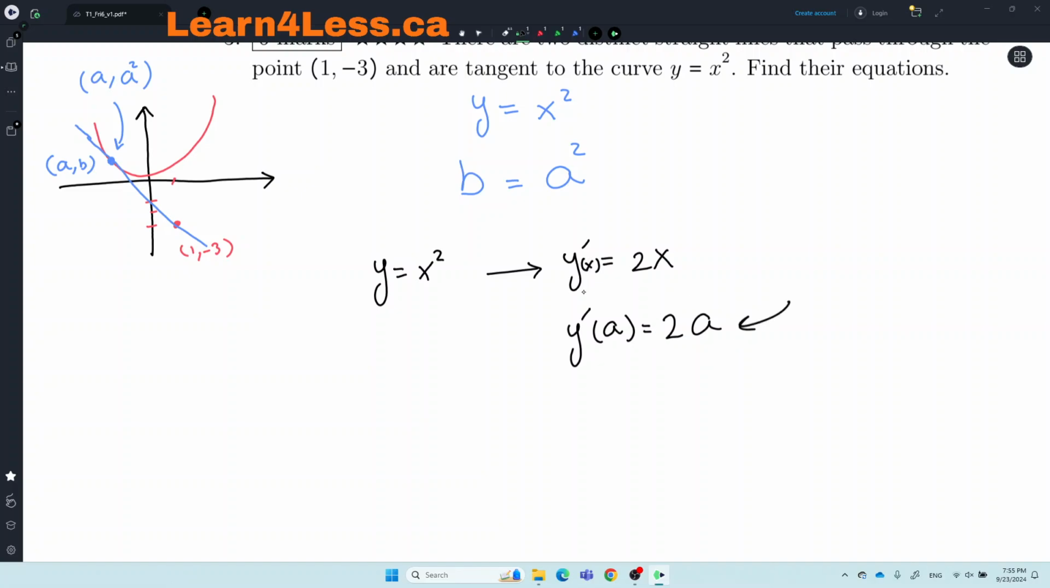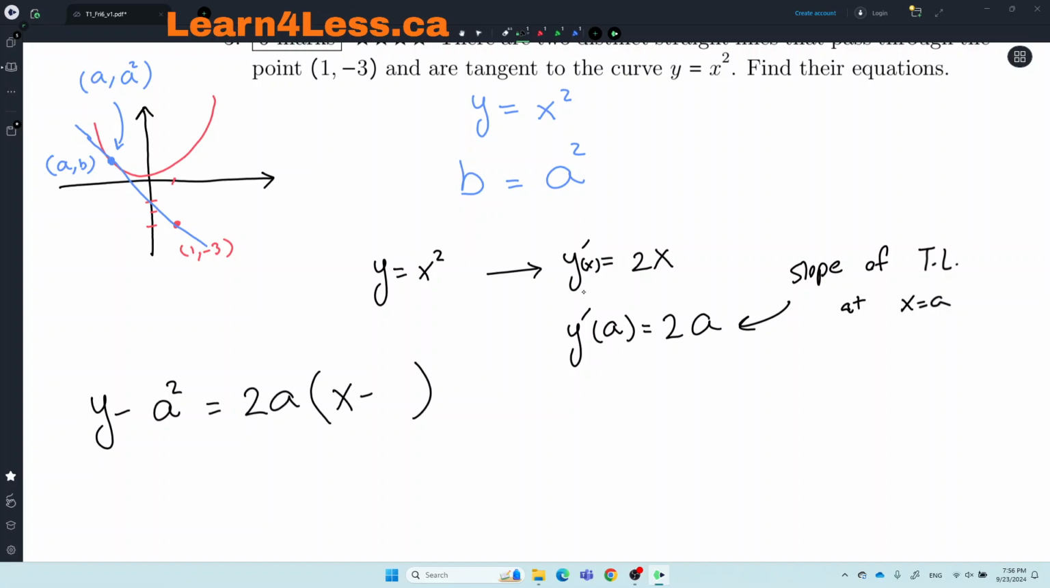What is this? This is the slope of the tangent line at x equal to a. Now you have the slope at that point, and you also have the point, which is a comma a squared. So we can write the slope-point form, which is y minus y1, the y coordinate of the point, which is a squared, is equal to the slope, which is 2a, times x minus the x coordinate of the point, which is a.